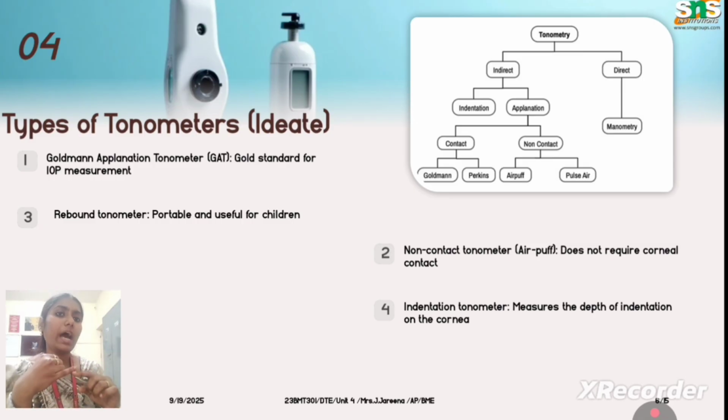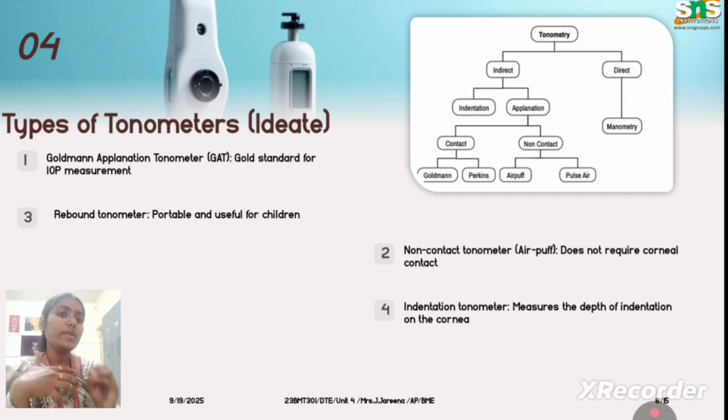First we have the Goldmann applanation tonometer, which is the gold standard method for measuring IOP. Second is the non-contact tonometer. Here we are not making any direct contact with the cornea; by passing air, we measure the force required to flatten the cornea. And third is the rebound tonometer, which is portable and is used exclusively for children.